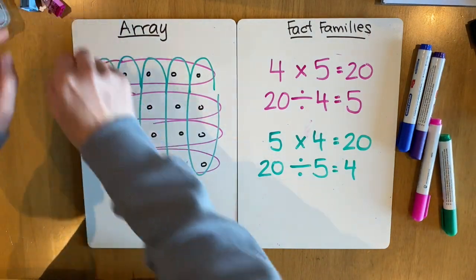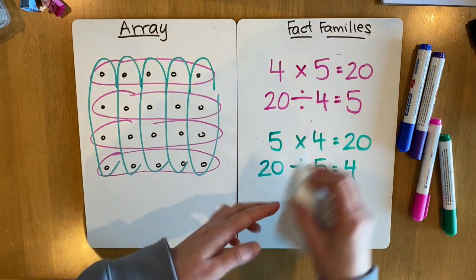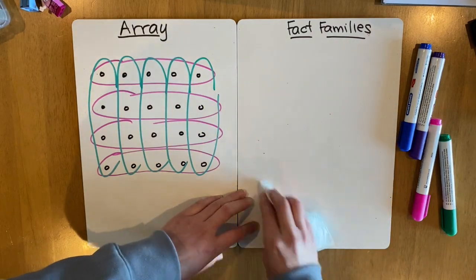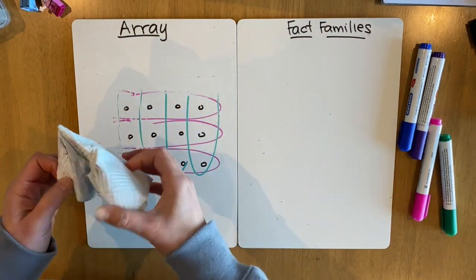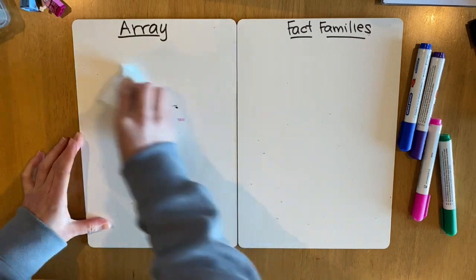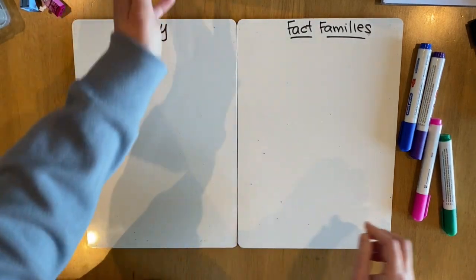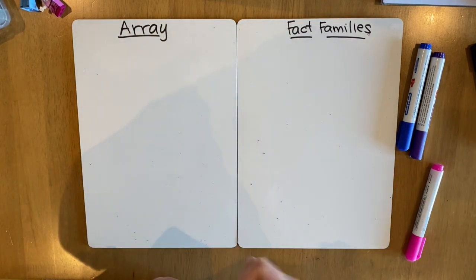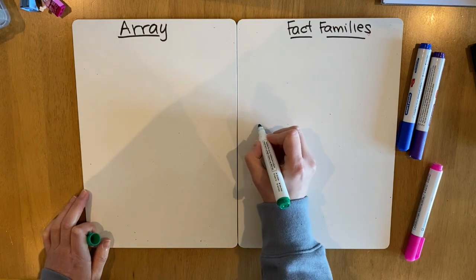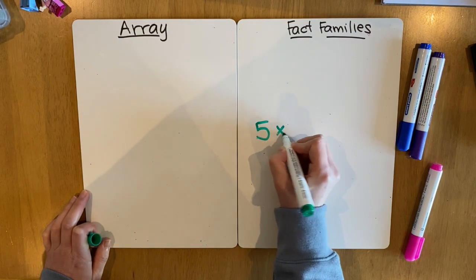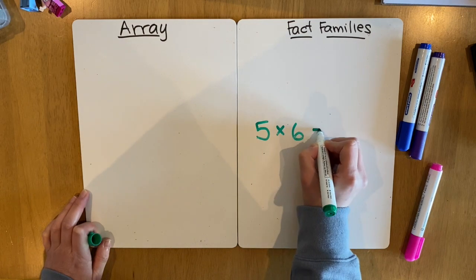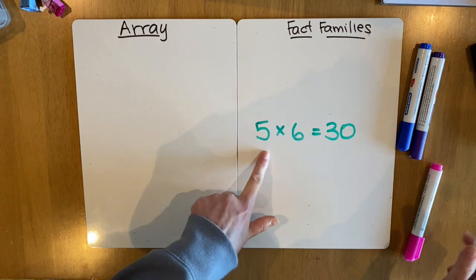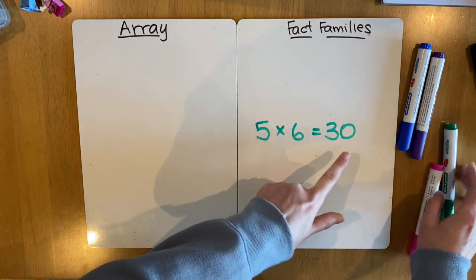The next example we are going to do, I'm going to write out a number sentence and I want you to draw the array for that number sentence and then write out all of the other number sentences for the fact family. So the number sentence is going to be 5 groups of 6 equals 30. 5 groups of 6 equals 30.